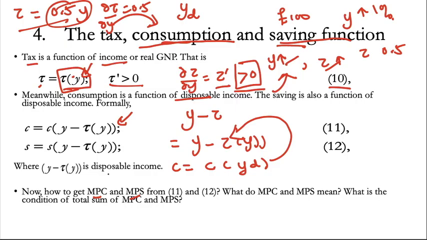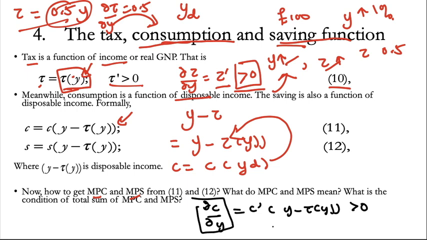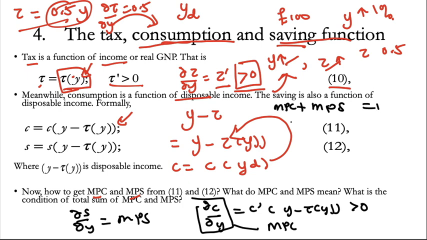Okay, how to get MPC and MPS? If you can differentiate, like what I did earlier when it comes to drawing, I did differentiate the consumption and saving function. So if you differentiate it again here, delta C over delta Y, which is C prime, isn't it? Y minus tau Y, which is positive. This one is nothing else but MPC. So this means delta S over delta Y is actually MPS. And you know that you have MPS plus MPC equals 1, isn't it? So that means delta C over delta Y plus delta S over delta Y should be equal to 1.